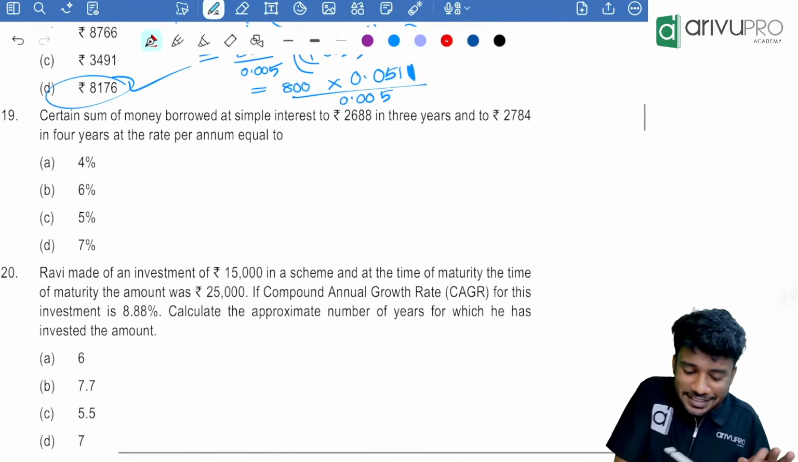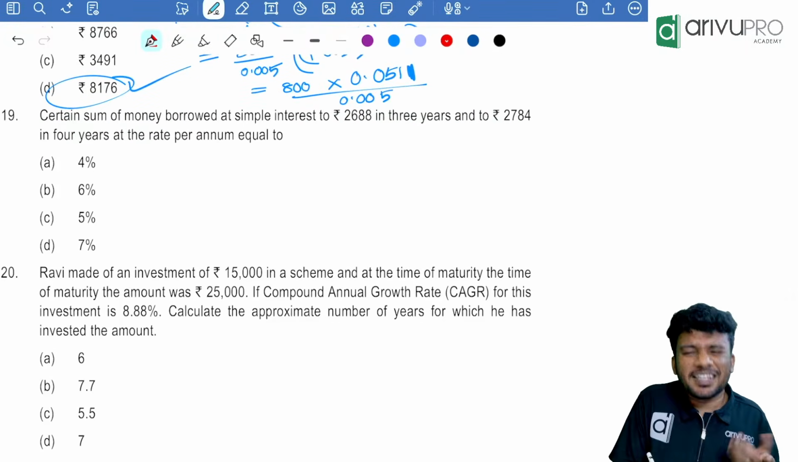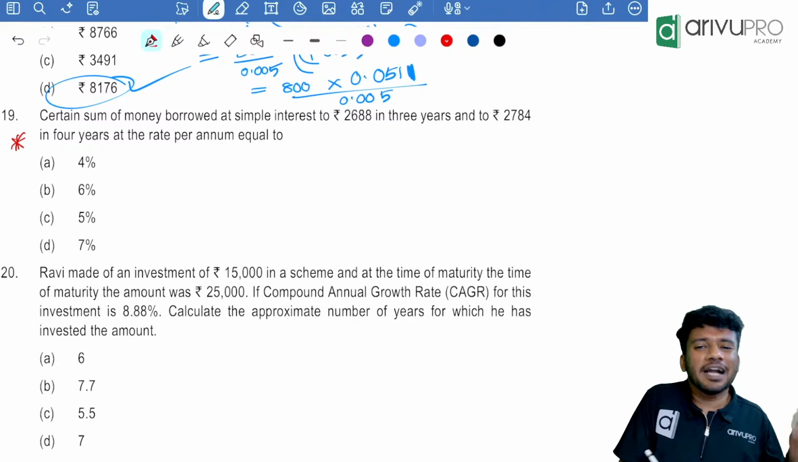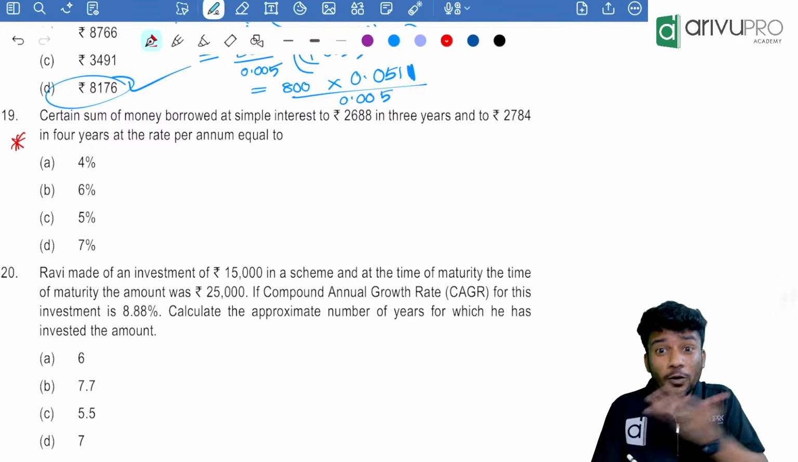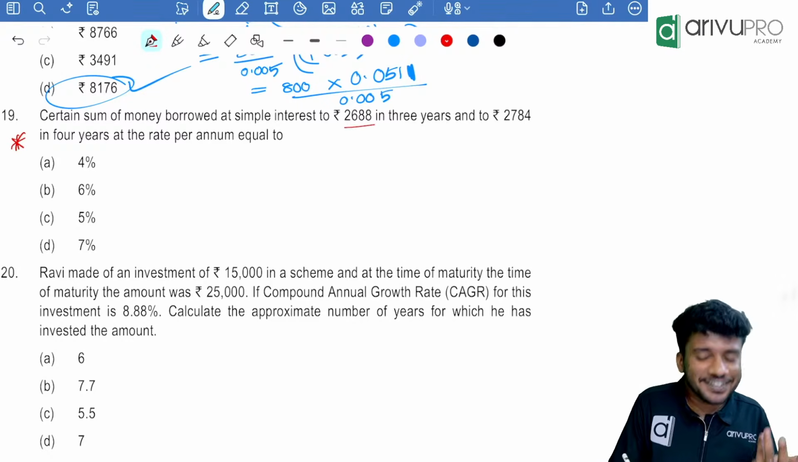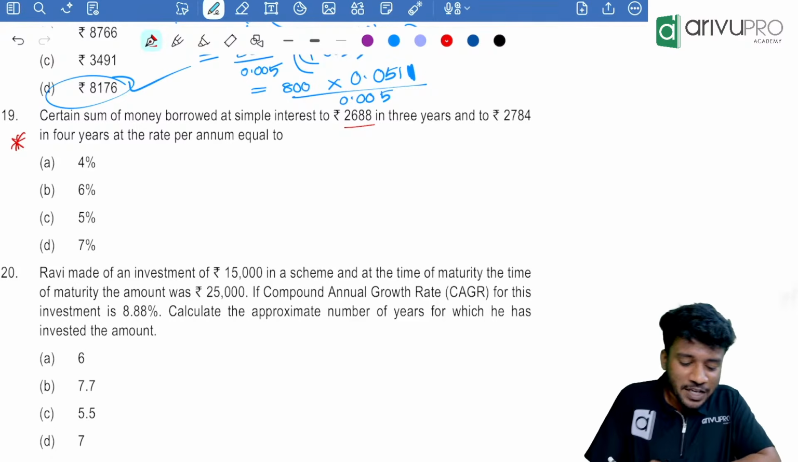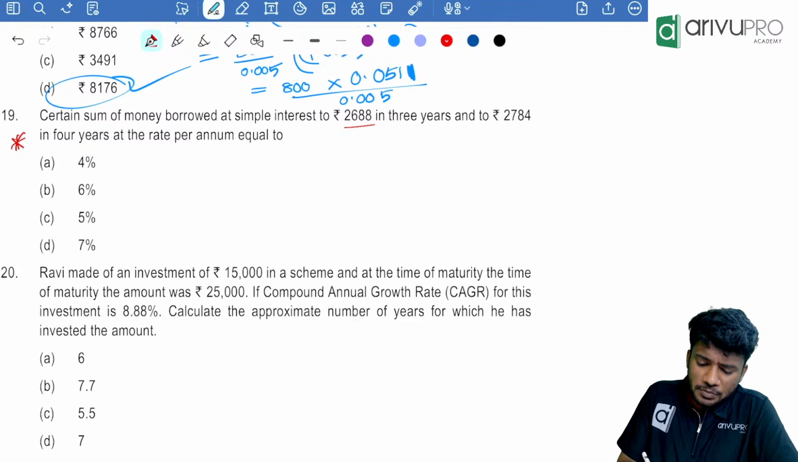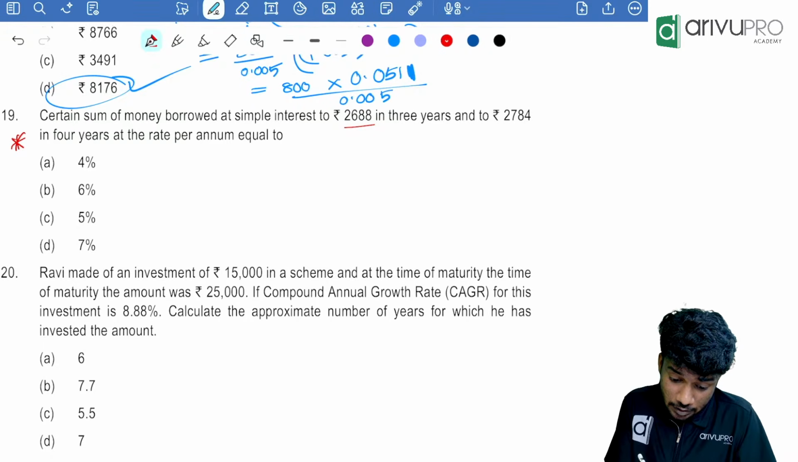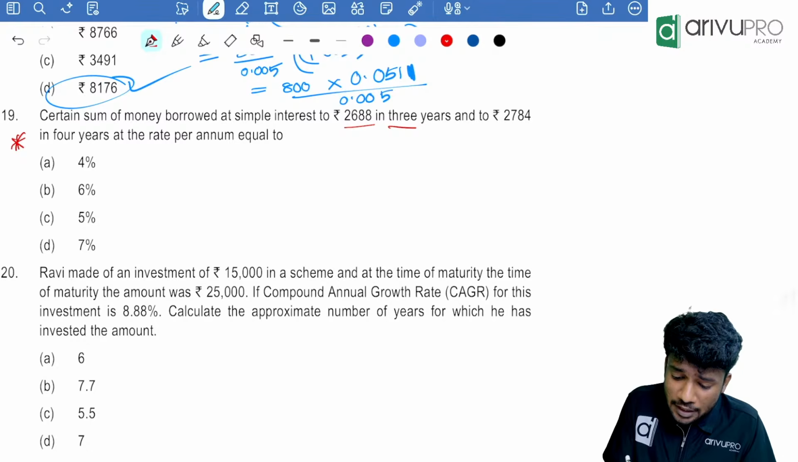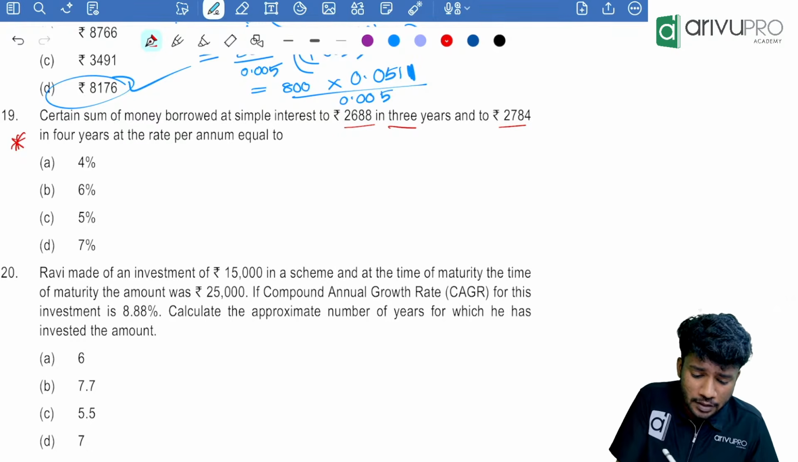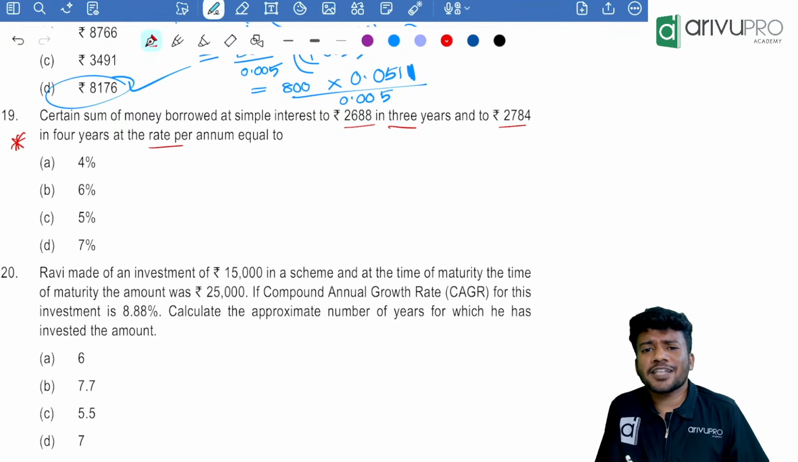Next one. A certain sum of money borrowed at simple interest. Another question which we have done multiple times in all our series. Whatever series we are doing, we are solving the same question again and again. A certain sum of money borrowed at simple interest amounts to 2688 in 3 years and to 2784 in 4 years. Then the SI rate per annum is how much is the question.